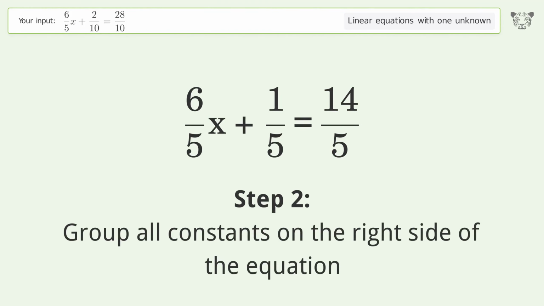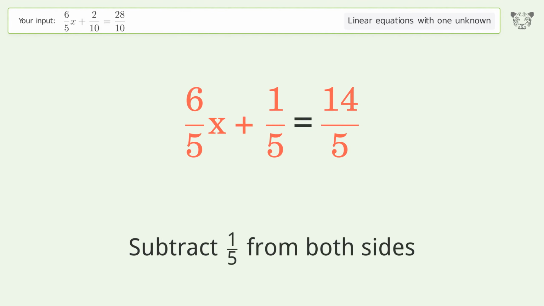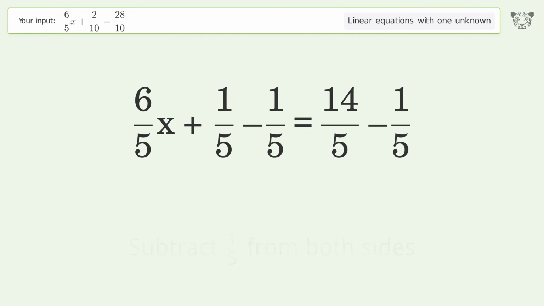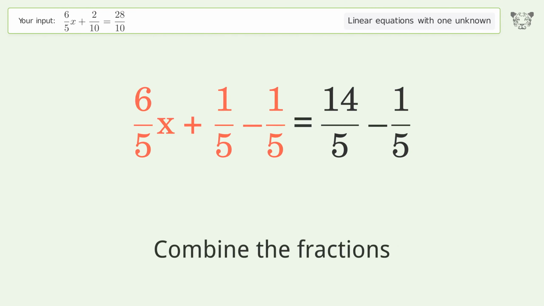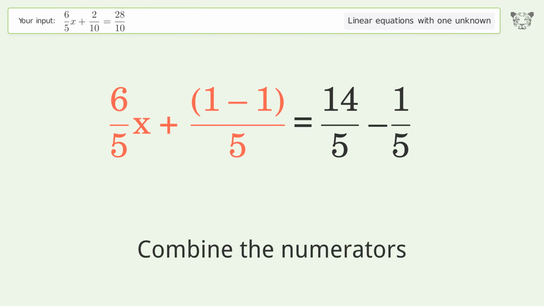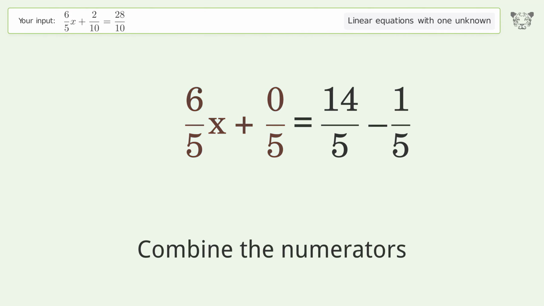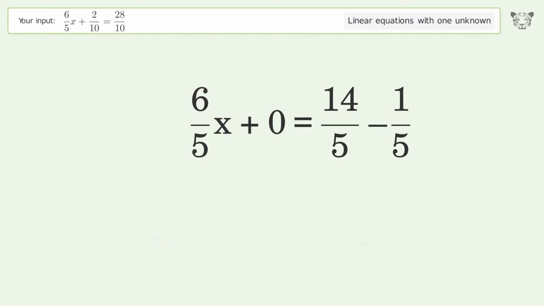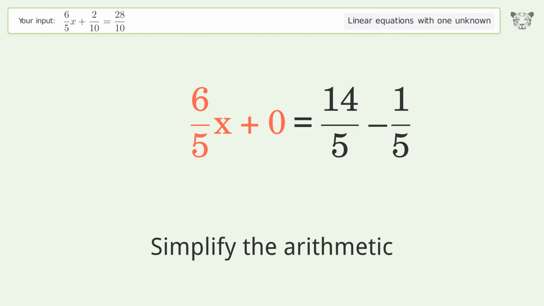Group all constants on the right side of the equation. Subtract 1 over 5 from both sides. Combine the fractions. Combine the numerators. Reduce the zero numerator. Simplify the arithmetic.